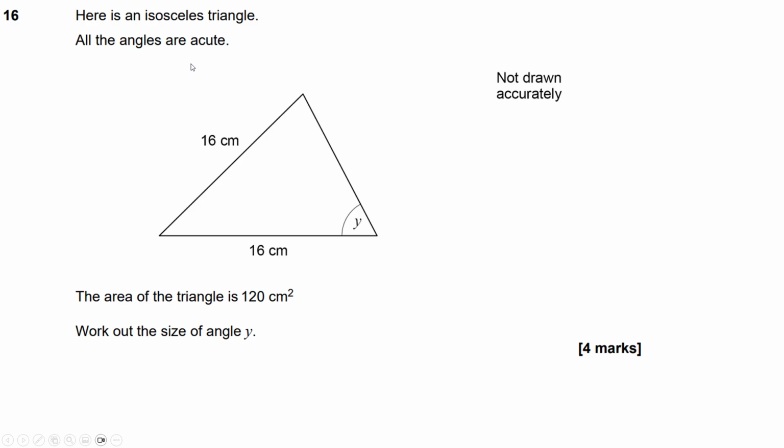Here is an isosceles triangle. All the angles are acute. The area of the triangle is 120. Work out the size of angle y. So it's an isosceles, so base angles are equal, so this is equal to that. And I'm just going to call this one x.